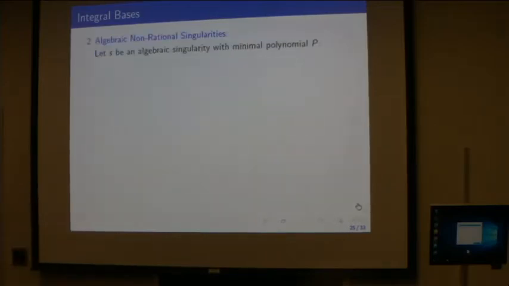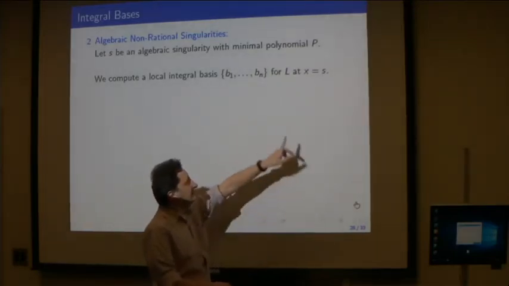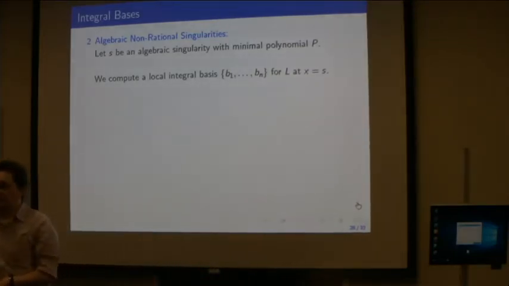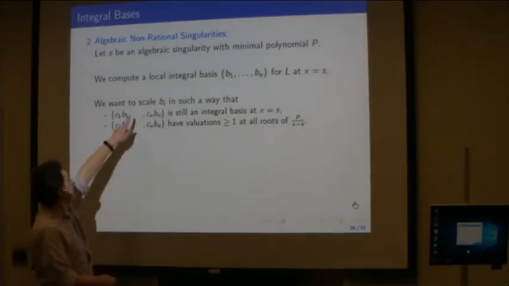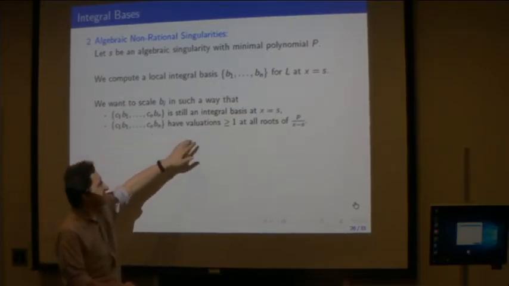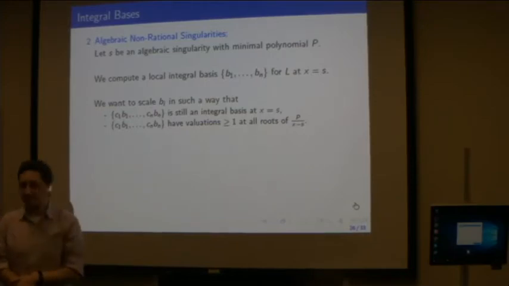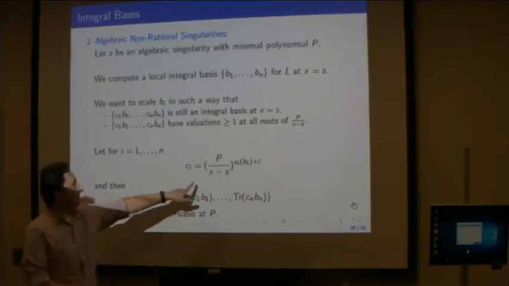The most important improvement is for the algebraic non-rational singularity. Let's say we have an algebraic singularity with a polynomial p. We compute a local integral basis b1 to bn for L at one of the roots of this polynomial, and we don't compute integral bases for the conjugates. We want to scale these bases in such a way that the new basis c1 b1, ..., cn bn will automatically be a local integral basis at all roots of that polynomial. These coefficients can be given like this.